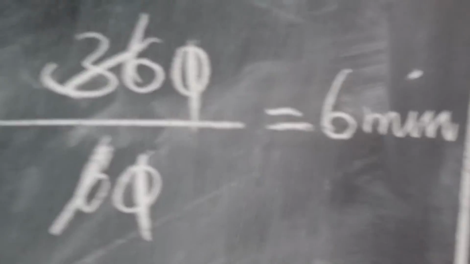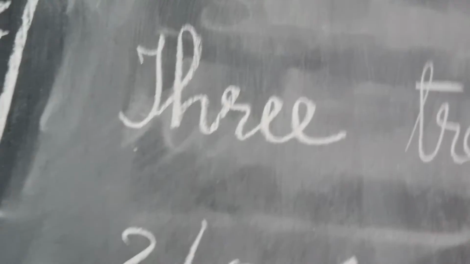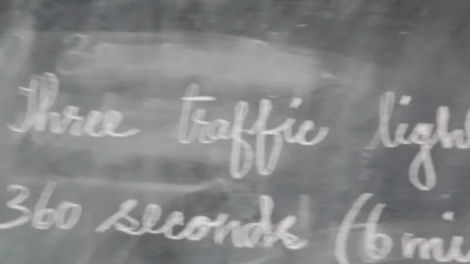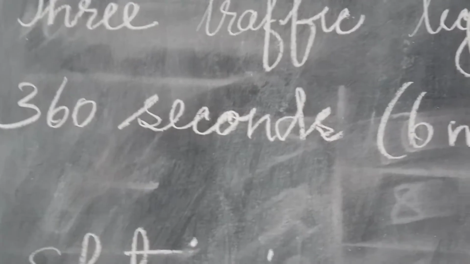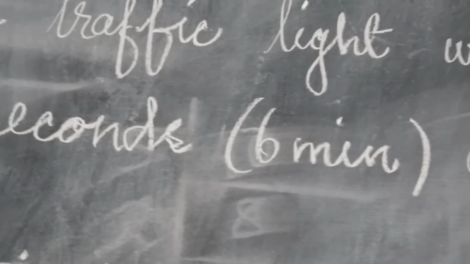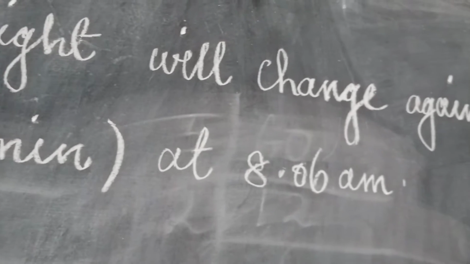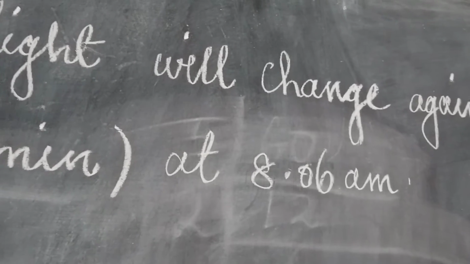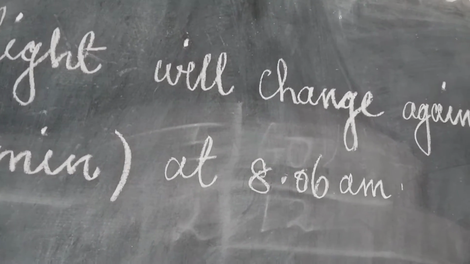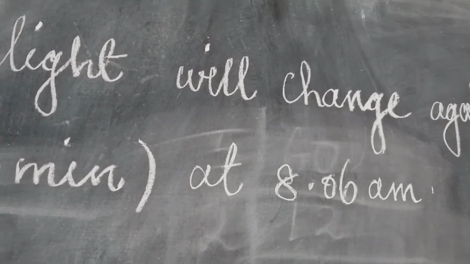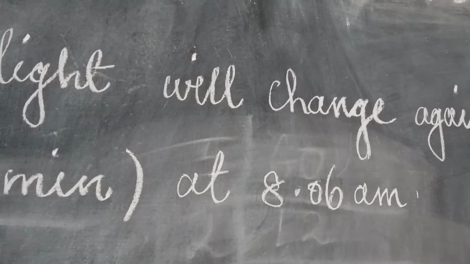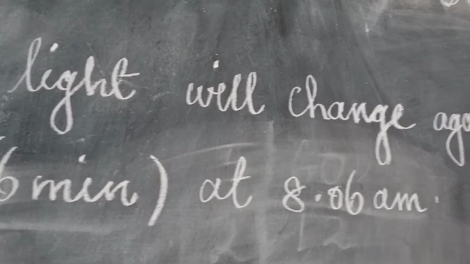So last we are writing: the 3 traffic lights will change again after 360 seconds. That means 6 minutes. So simultaneously, if at 8 o'clock they have changed the traffic lights, then at 8:06 again the traffic lights will change in 3 different junctions at the same time.